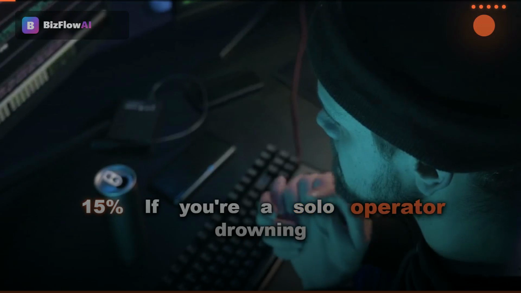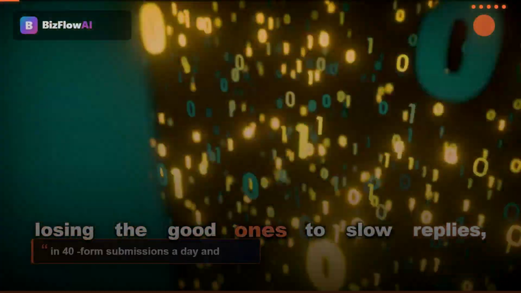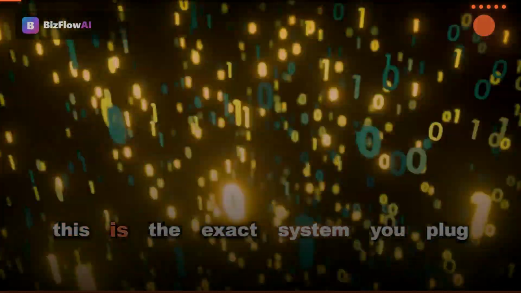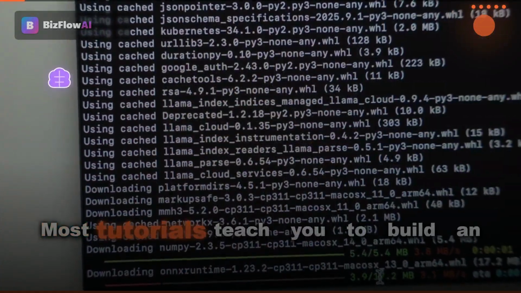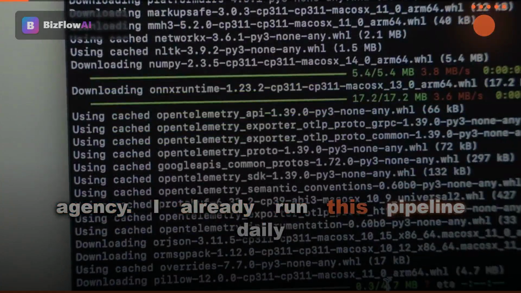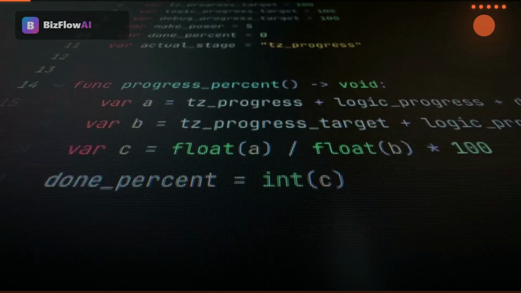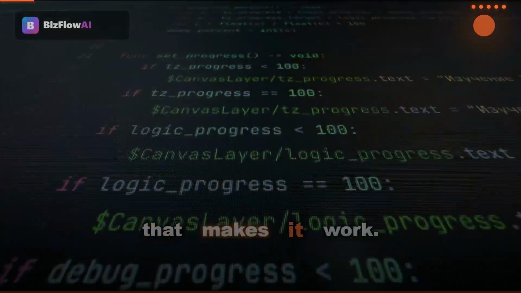If you're a solo operator drowning in 40 form submissions a day and losing the good ones to slow replies, this is the exact system you plug in today. Most tutorials teach you to build an agency. I already run this pipeline daily on my home server. I'm Lazar. Let me show you the file structure that makes it work.